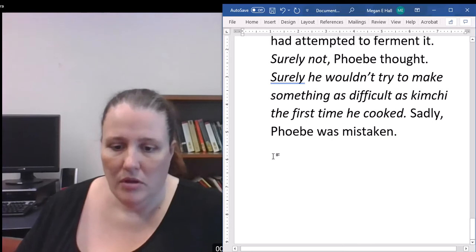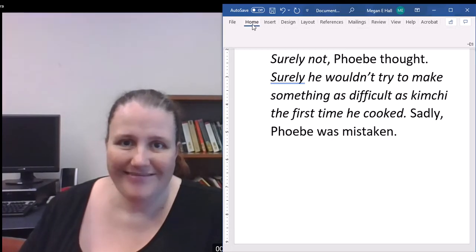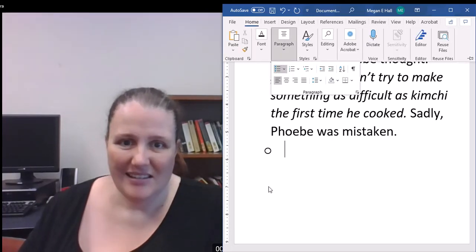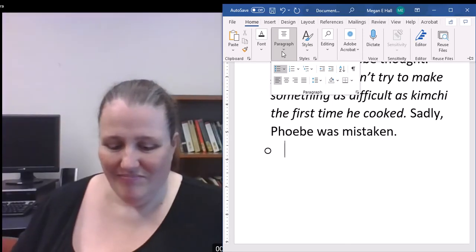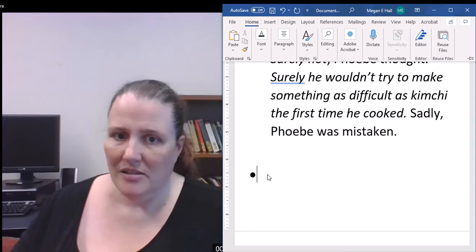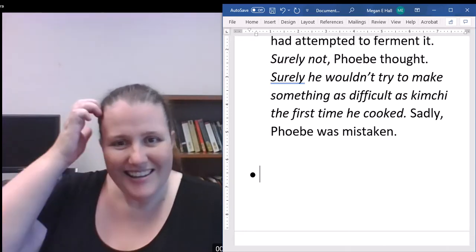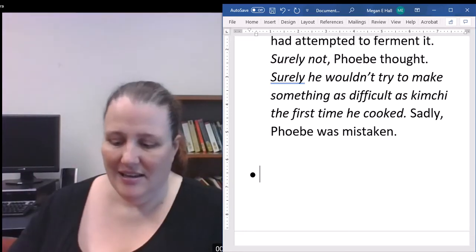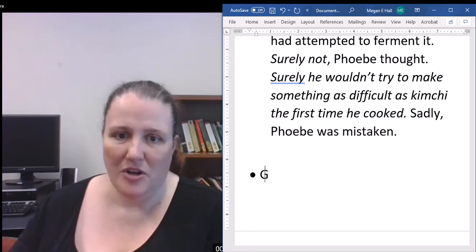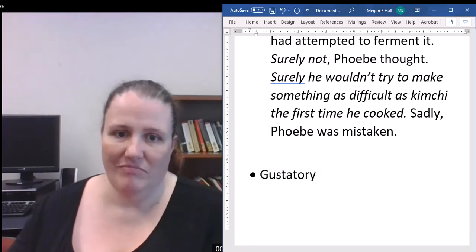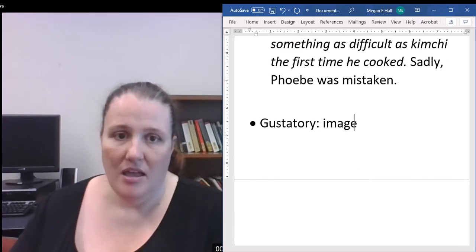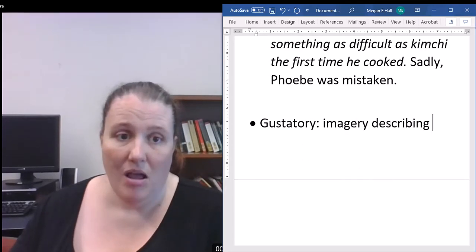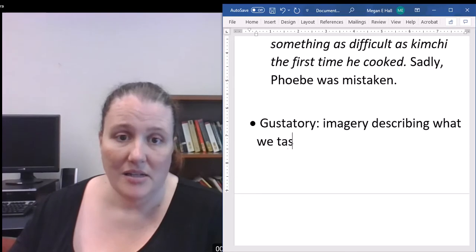So, next up. Nope, try that again. Next up is, there we go. Next up is tactile. Oh, I'm sorry. Gustatory. Gustatory has to do with imagery describing what we taste.